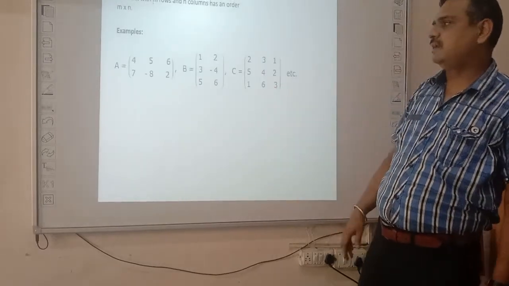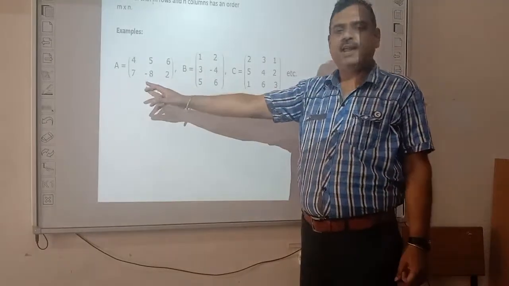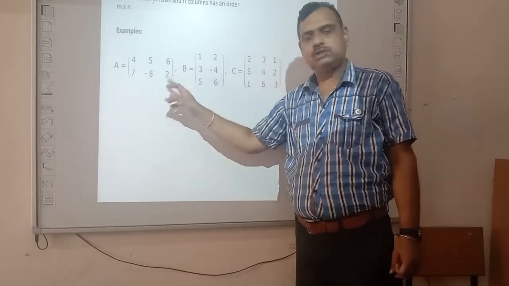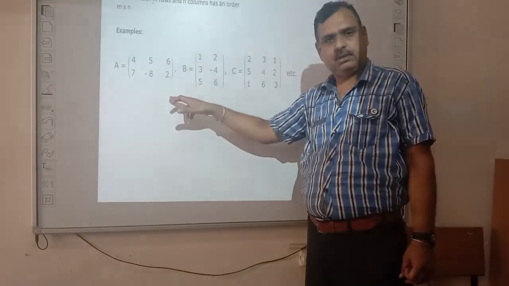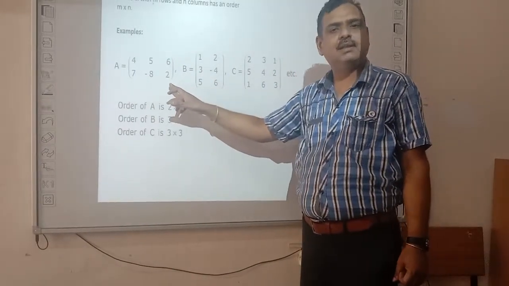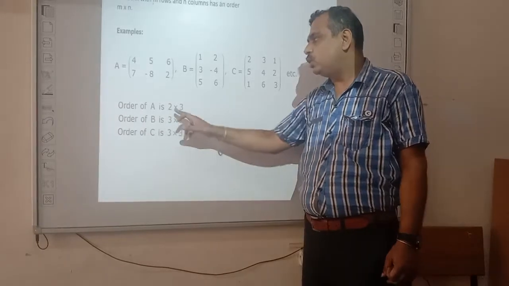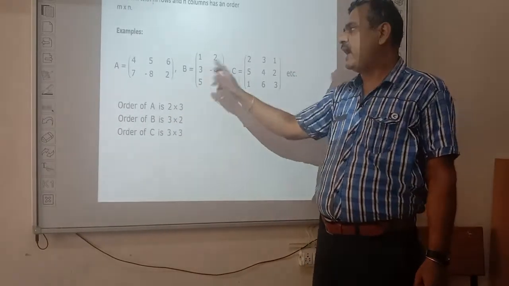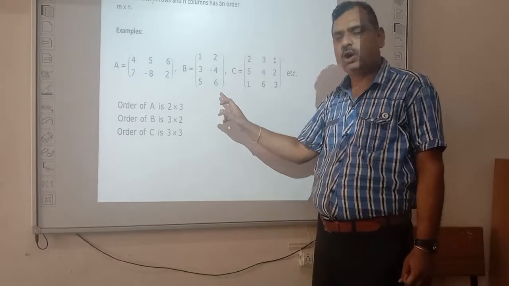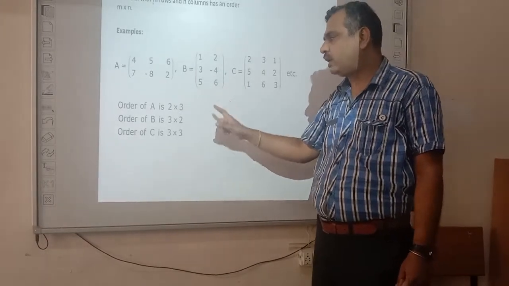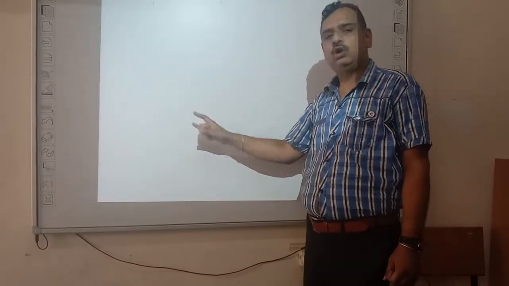Let's take some examples. Let us suppose here we have 2 rows and 3 columns. So what is the order of this? Yes, it is 2 into 3. Here we have 3 rows and 2 columns, so the order of B is 3 into 2.